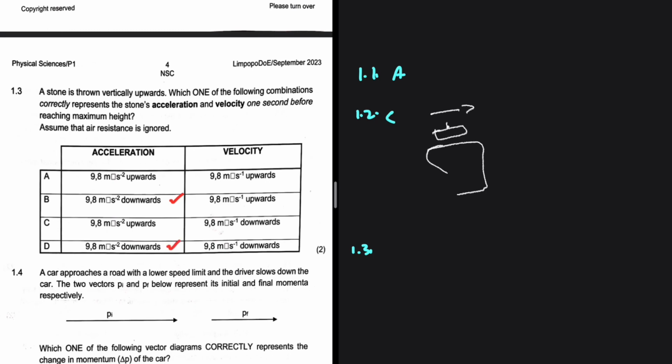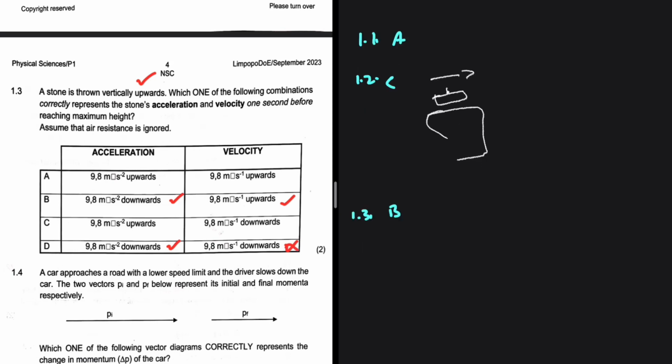Now let's think about the velocity. Well, our object is thrown vertically upwards. So before it reaches maximum height, it must still be moving upwards. At B, we have 9.8 meters per second upwards, and at D, we have 9.8 meters per second downwards. We know obviously that our answer is going to be B. Our object is still moving upwards. It hasn't reached its maximum height. But you can also get to B being the answer using another thought process than the one I'm using. I have it in my head, but I'm just going to keep it to myself.